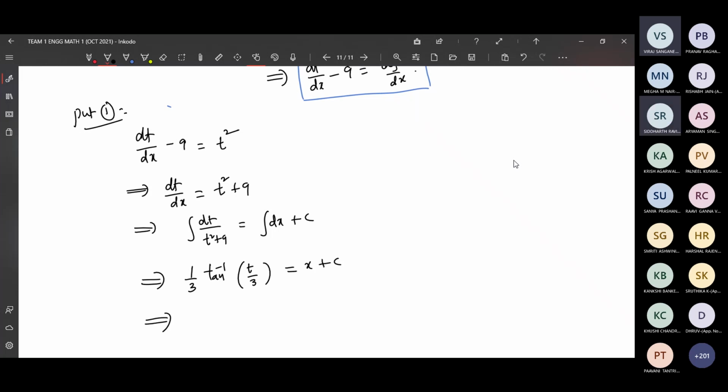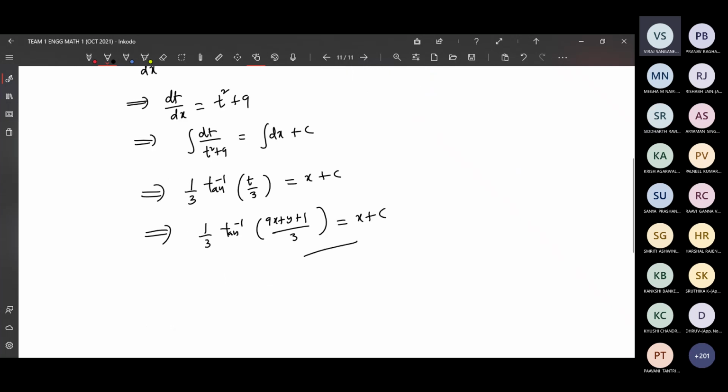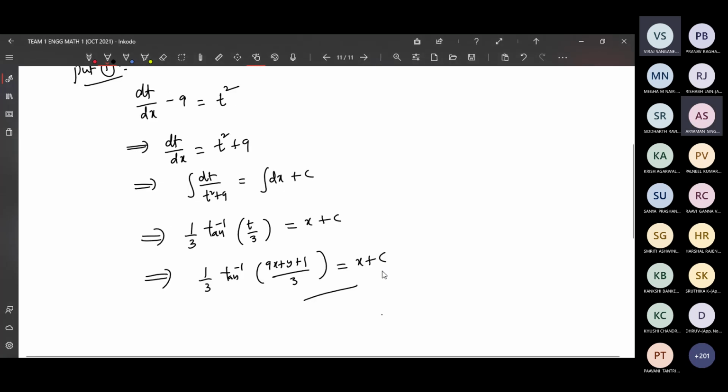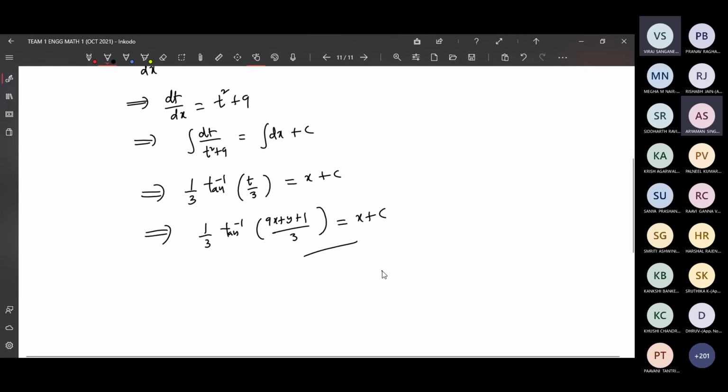Just go by substitution here: 1 upon 3 tan inverse of what is t here, (9x plus y plus 1) by 3, is x plus c. It's also anyway implicit, right? Sir, can we turn this into explicit? No, you can't turn this into explicit. Sir, the solution exists in this way.